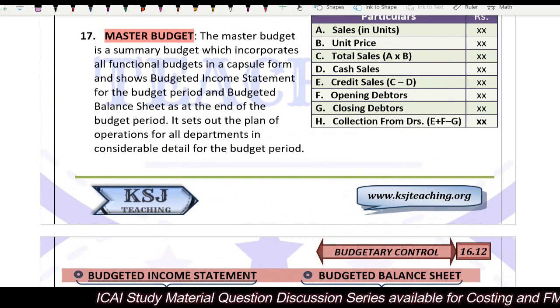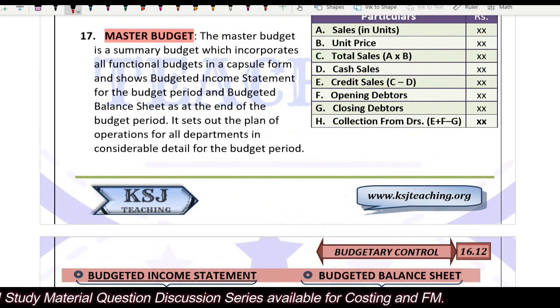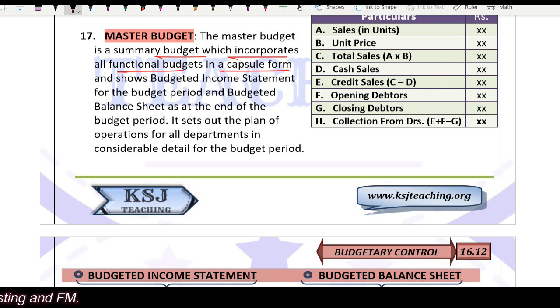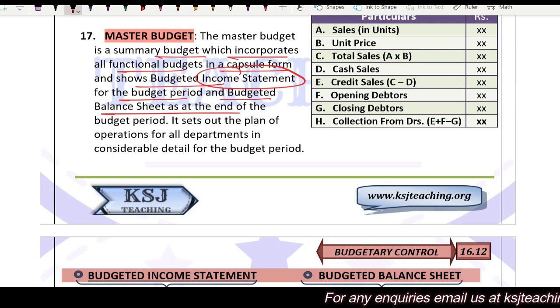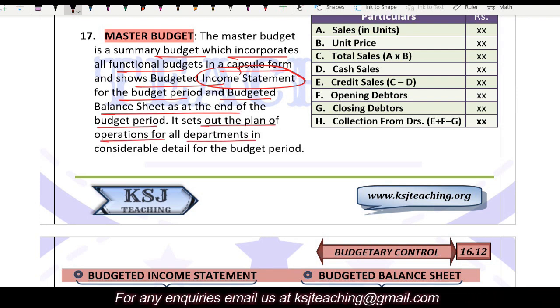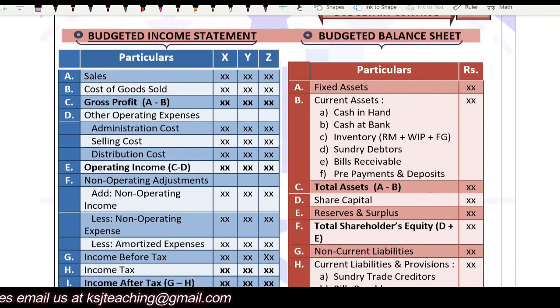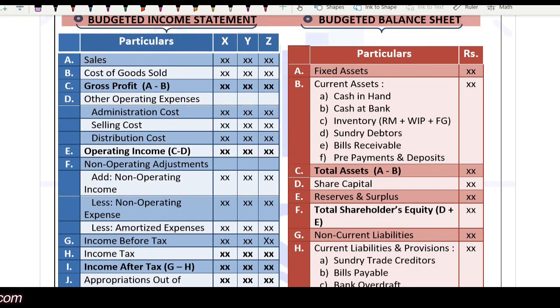So master budget is nothing but the combination of all the budgets, basically, right? The master budget is the summary budget which incorporates all the functional budgets in capsule form and shows the budgeted income statement for the budgeted period and the budgeted balance sheet as at the end of the budgeted period. It sets out the plan of operations for all the departments in considerable detail for the budget period. Basically, you have to consolidate all the things and prepare one income statement and the balance sheet, right?